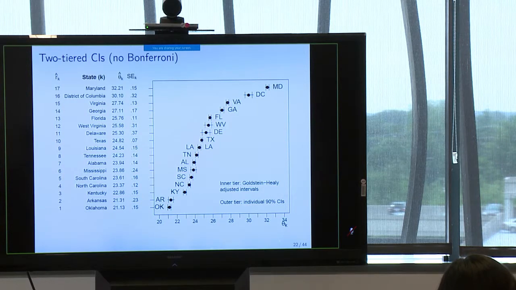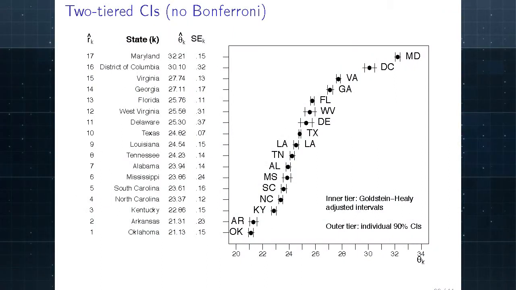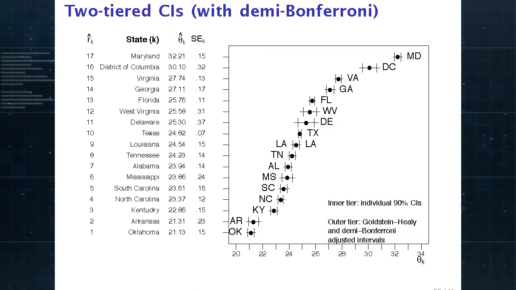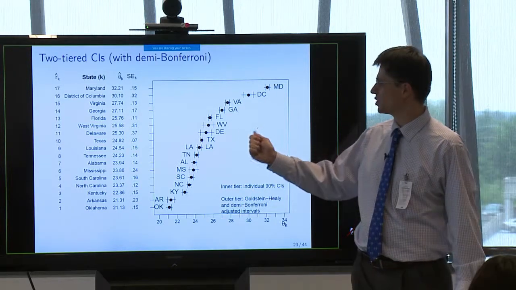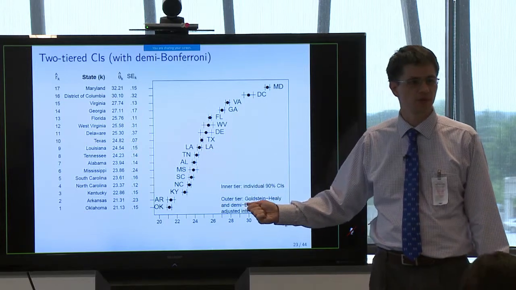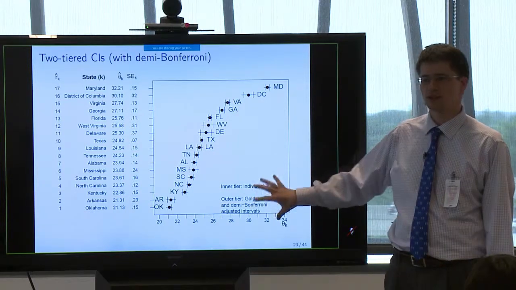And finally, this has been so far with no Bonferroni correction. Let's say that we want to do a demi-Bonferroni correction. You might want to do a full one instead, but here let's show the demi-Bonferroni correction. We're showing each individual confidence interval as before, the individual 90% intervals. Now we're doing Goldstein-Healy and a demi-Bonferroni correction at the same time. What that did was make the corrected intervals become wider than the individual ones. So now the roles of which is the inner tier and which is the outer tier have flipped. So we want to label that directly on the plot to make it clear.